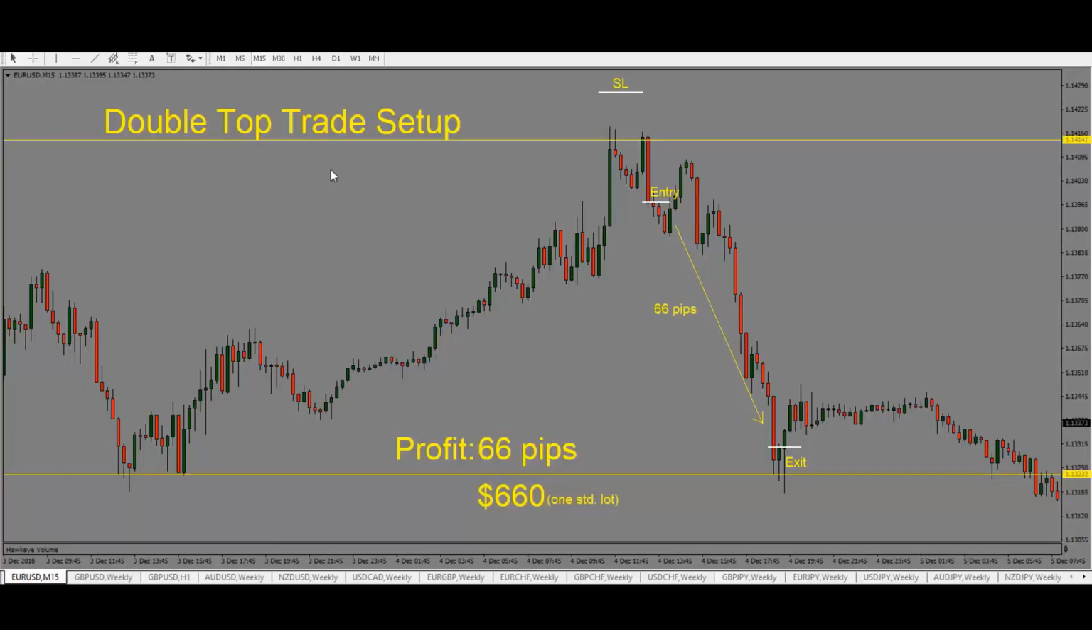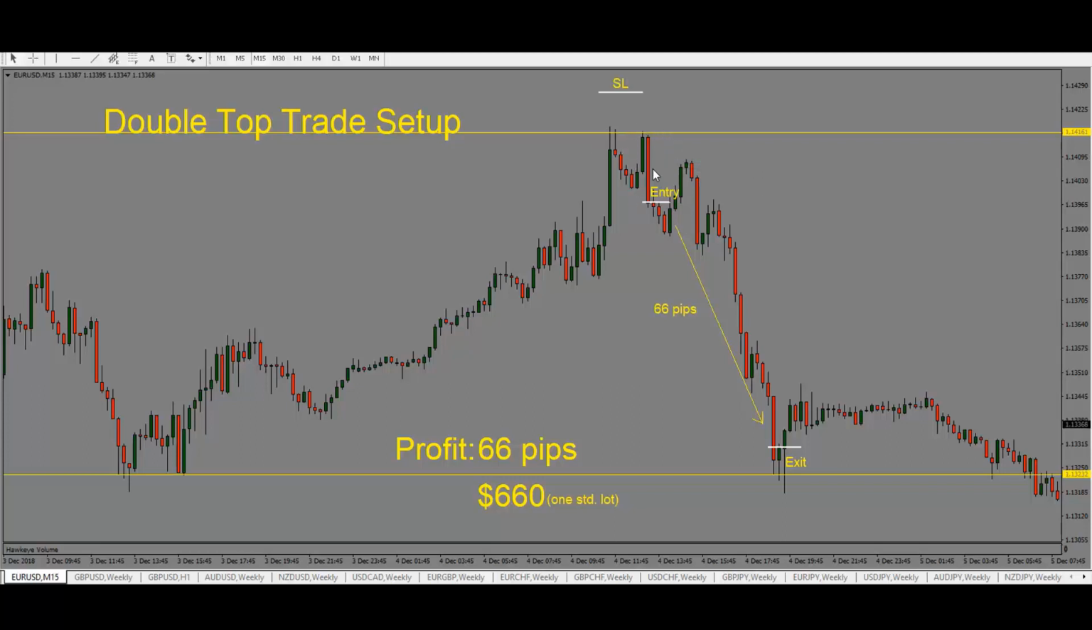Here we're looking at a double top trade setup. This is the Euro US dollar 15-minute chart. A double top trade setup is when price comes into a support resistance level and then bounces off of that level. Here we see that price has come into our resistance level and we get a bearish pin bar, and then it comes to test this level again, the second time around. So this will be our double top here.